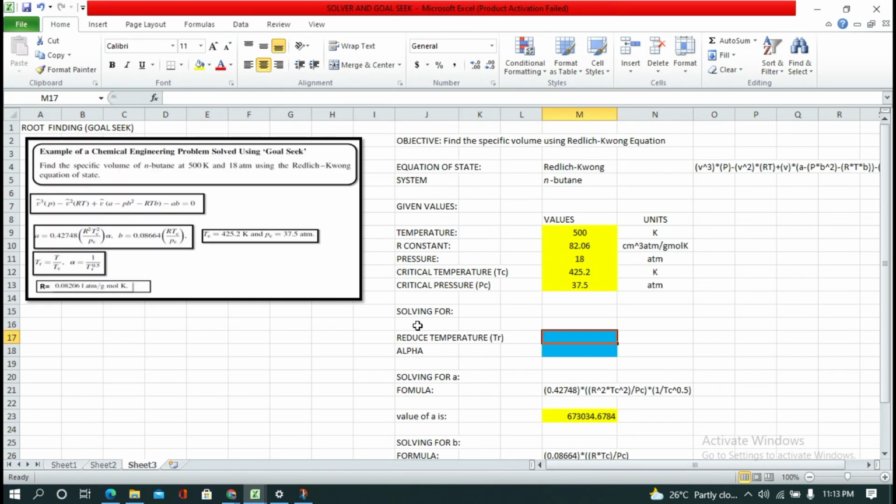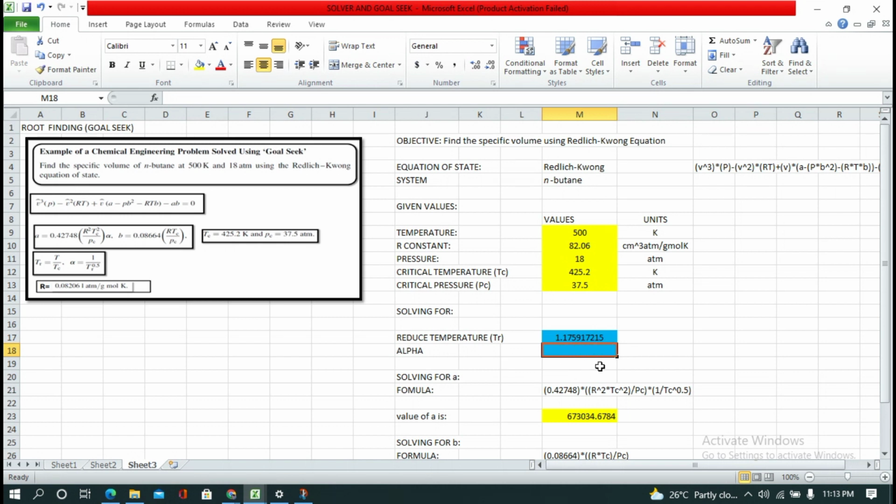And so solving for the other parameters that are needed in order to solve for the specific volume of the n-butane, we have here the reduced temperature. Based on the given, the formula to find the reduced temperature is just equal to the temperature, which is 500, divided by the critical temperature, which is 425.2. Then click enter.